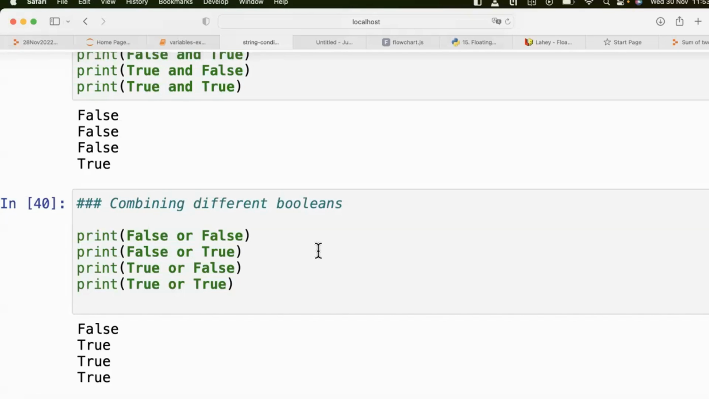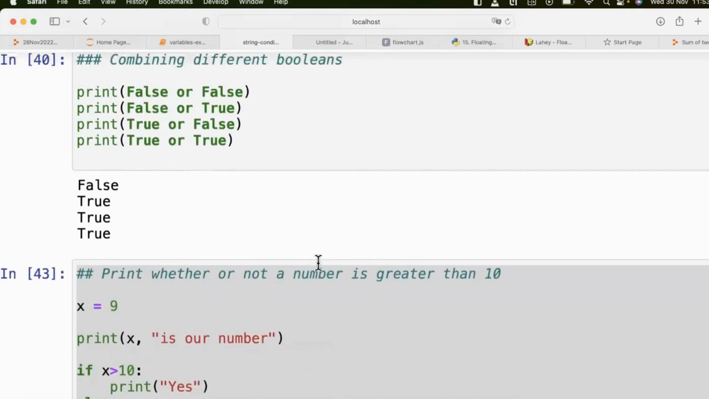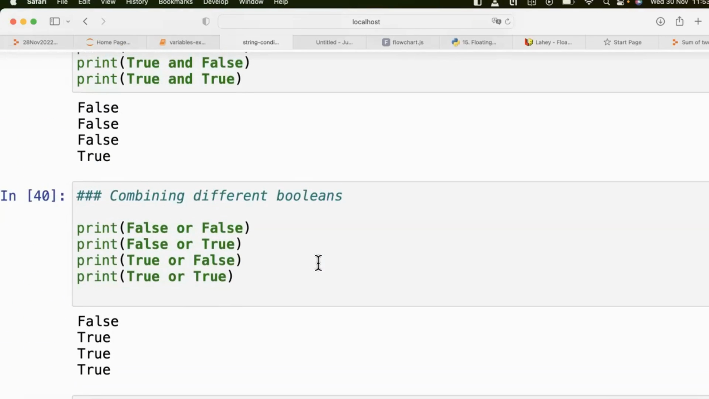Any question on this? Okay, so if there are no questions, then we can perhaps have the quiz now.